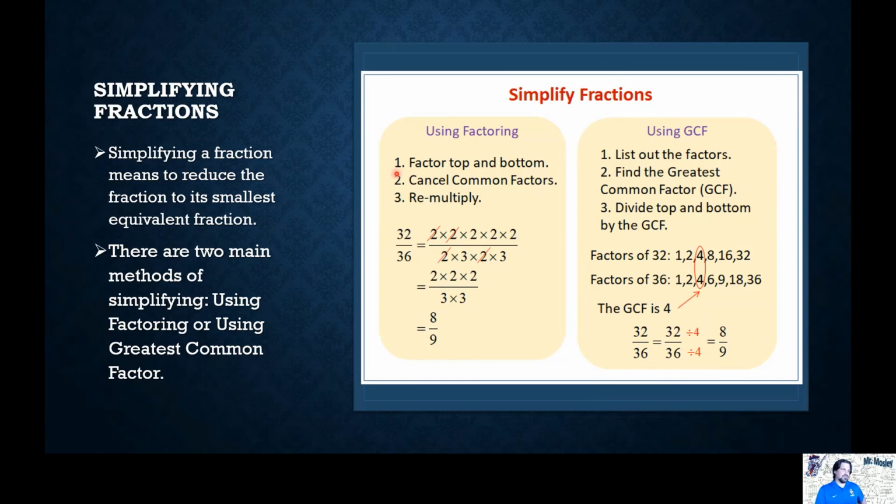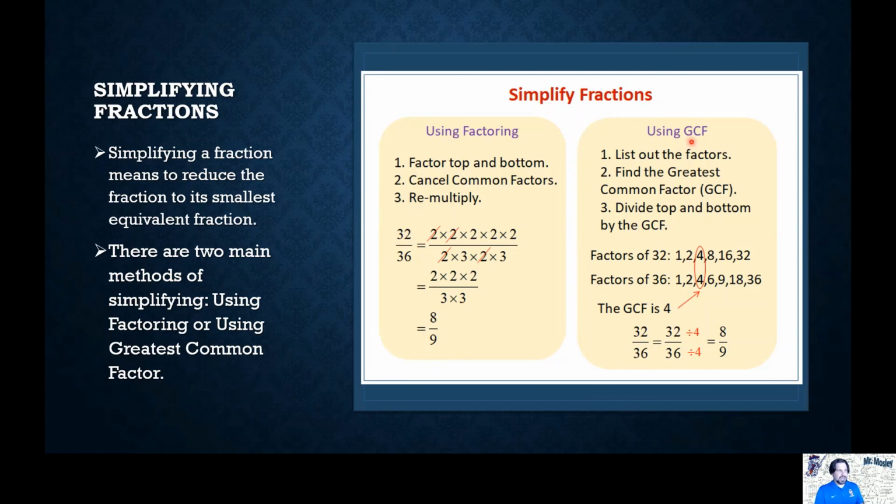Using factoring, first you factor top and bottom, right? Usually I like to see how many 2's can go into something, because lots of things are divisible by 2. Cancel common factors, and then remultiply. When they say cancel, it means if there's one on top and one on bottom, we can cross it off. Another one, another one. There are no more common numbers on the top and the bottom. I cannot cancel anything else. So we end up with 2 times 2 times 2 on top, 3 times 3 on the bottom. We have 8 over 9.